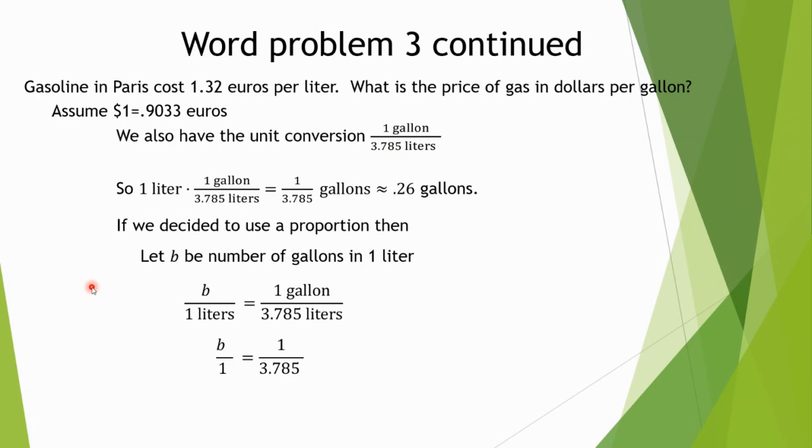So just like before, the units cancel, and this is actually easy because B over 1 is just B. If you divide by 1, you're not changing anything. So we get B is equal to this, which is the same as this number.